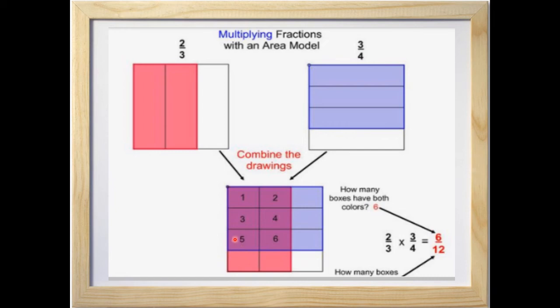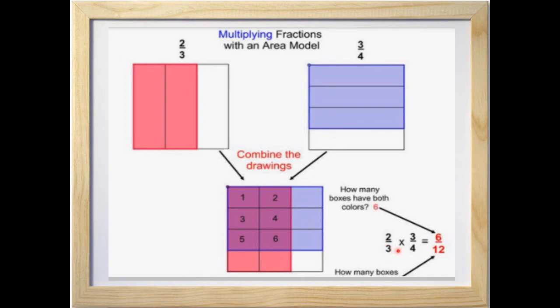How many boxes are there? There are 6 boxes having both the colors. Now children, that means 6 boxes out of these 12 equal parts. It is the product of these two fractions.